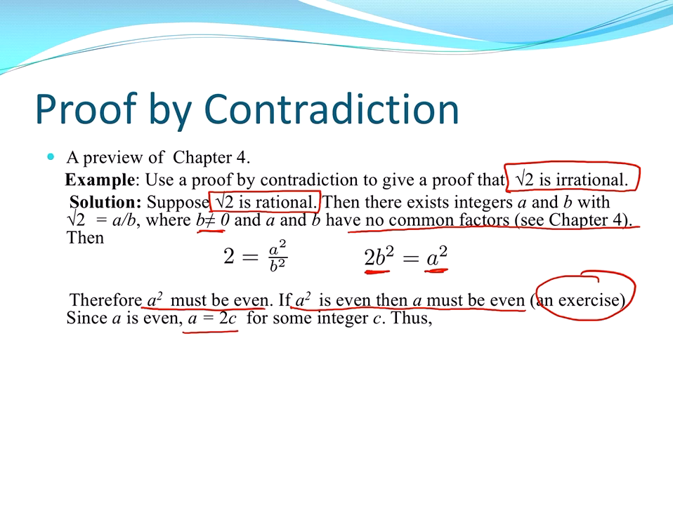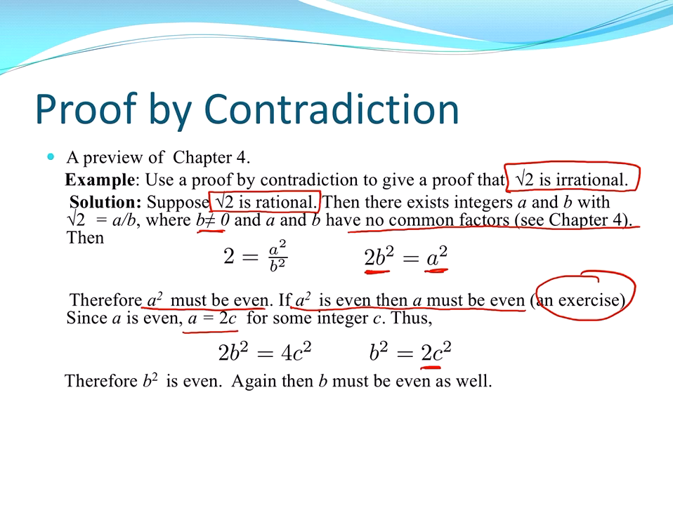So let's substitute. And that means we're going to get 2 times b squared is equal to 4 times c squared. Well, now we can divide both sides by 2, and we get b squared is equal to 2 times c squared. But now b squared can be said to be an even number because it's twice an integer, namely c squared. So b squared is even, and then by this exercise that we are leaving to the student, b must be even as well.